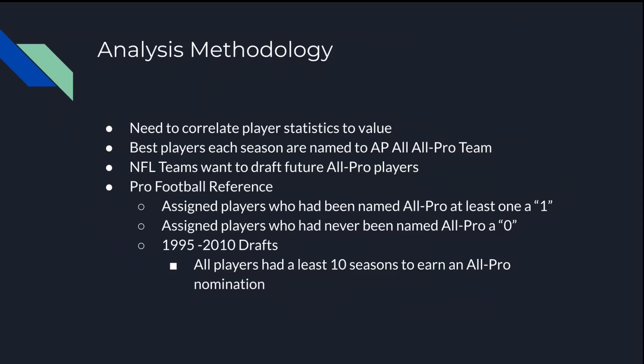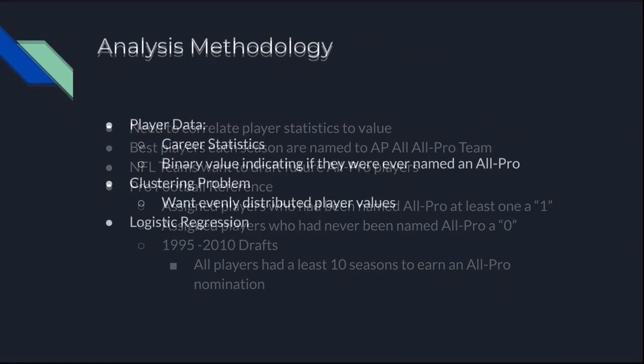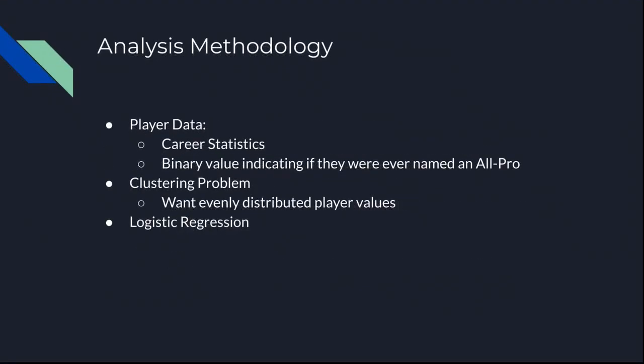We started doing this for players who were drafted as early as 1995 because this is when the modern draft format was adopted. The last draft we included in our data was the 2010 draft. In order to make sure that our analysis is accurate, we want to make sure that all players have at least 10 seasons to earn an All-Pro nomination. The data we have gathered includes career statistics for each player and a binary value for each player that indicates if they were ever an All-Pro.